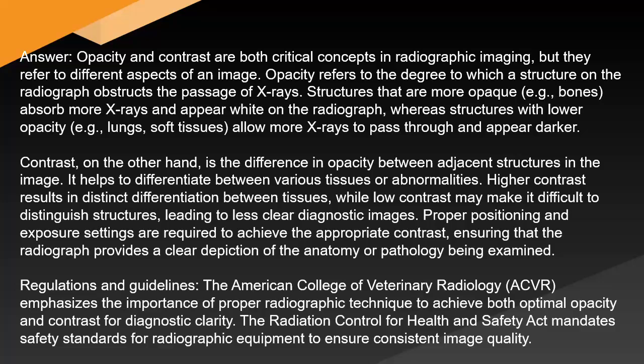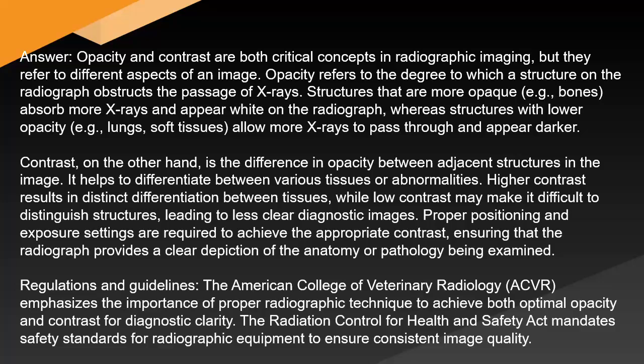Structures that are more opaque, e.g. bones, absorb more X-rays and appear white on the radiograph, whereas structures with lower opacity, e.g. lungs, soft tissues, allow more X-rays to pass through and appear darker. Contrast, on the other hand, is the difference in opacity between adjacent structures in the image. It helps to differentiate between various tissues or abnormalities.